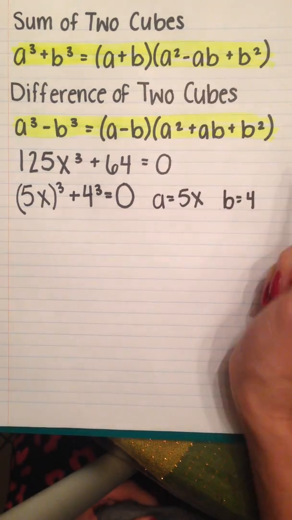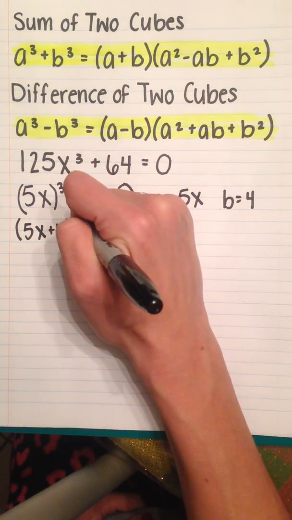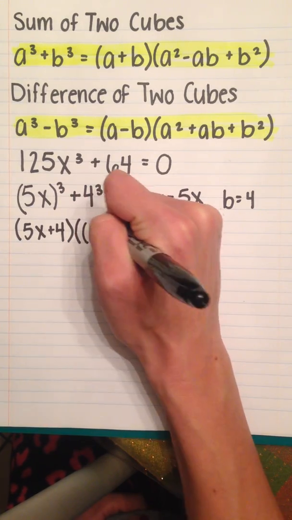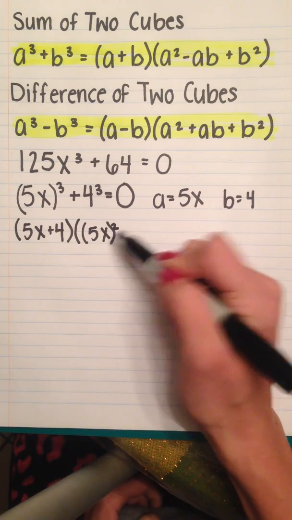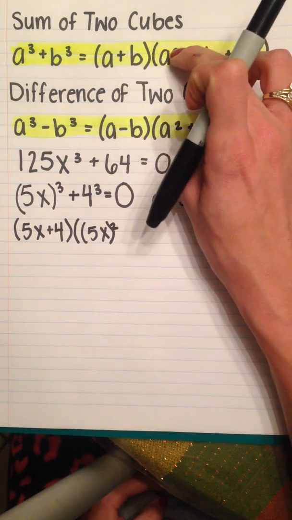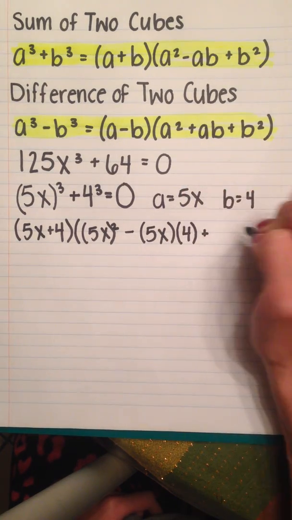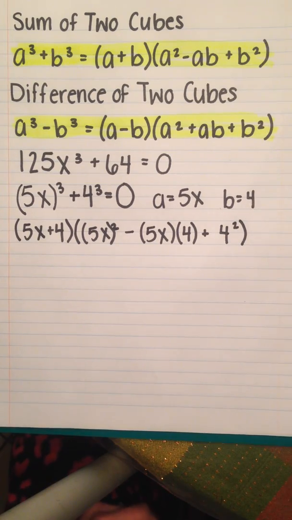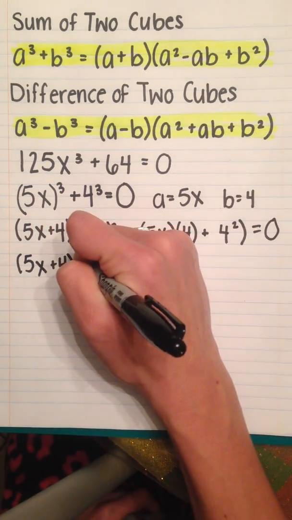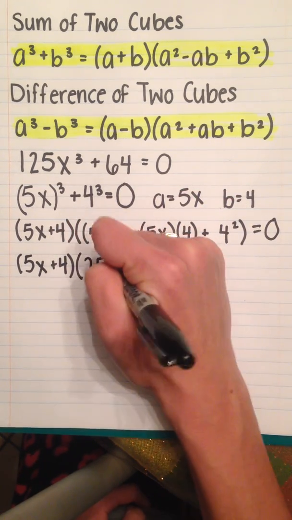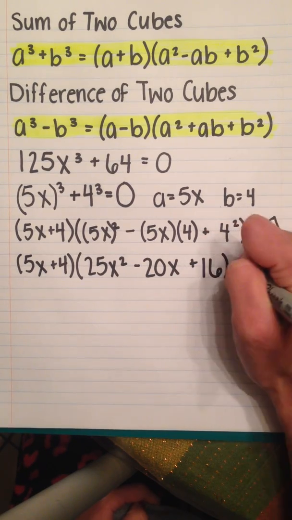Now let's plug that right into the formula for the sum of two cubes. 5x plus 4, so that's A plus B, times A squared. Make sure you include your parentheses, because using the laws of exponents, you distribute that and it would change our answer. It's the whole thing of A squared minus A times B plus B squared. Let's clean that up. So we have 5x plus 4 times 25x squared minus 20x plus 16 equals 0.